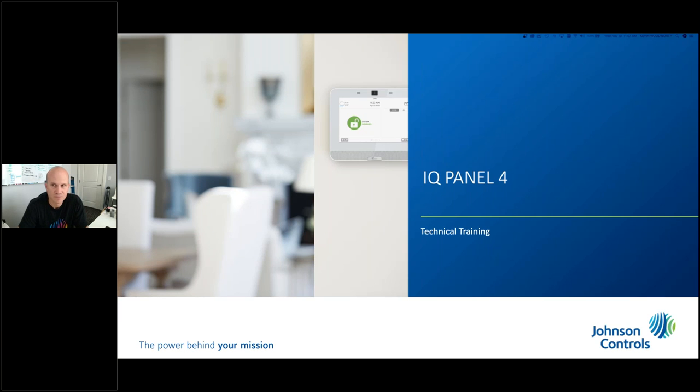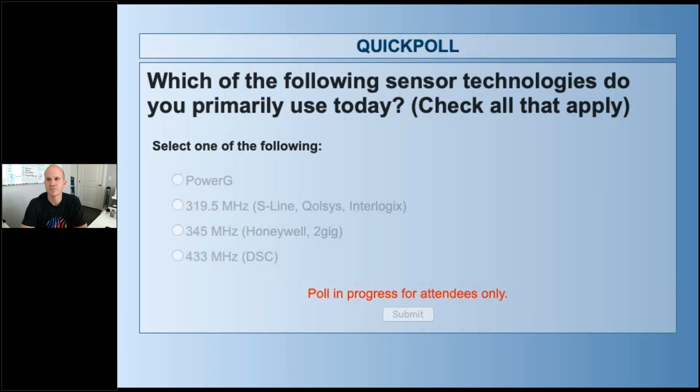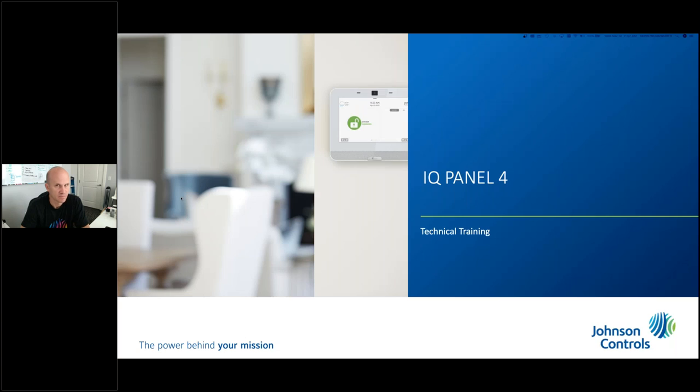There you go. Which of the following sensor technologies are you primarily using today? It's multiple choice, check all that apply: PowerG, 319, 345, or 433. Yeah, it's about 55% PowerG, 20 to 25% S-Line, and a mix between the other two. All right, perfect. Let's close it up. Back to you, Kev.